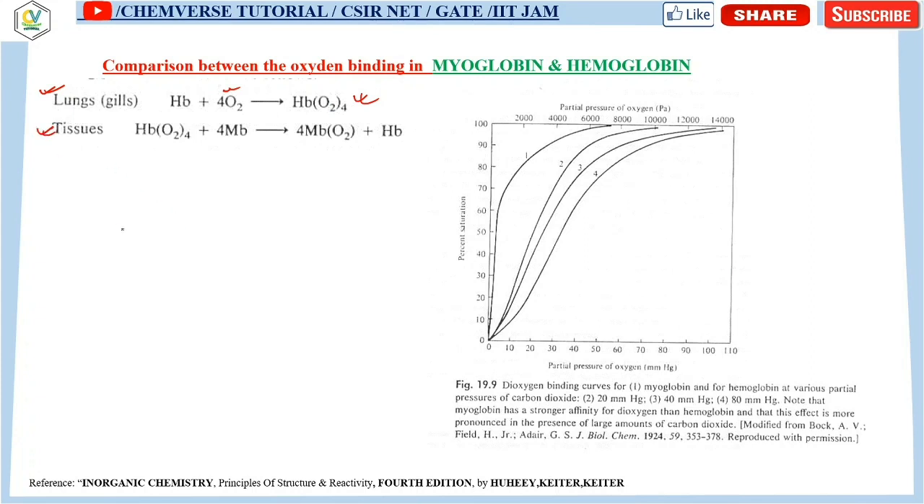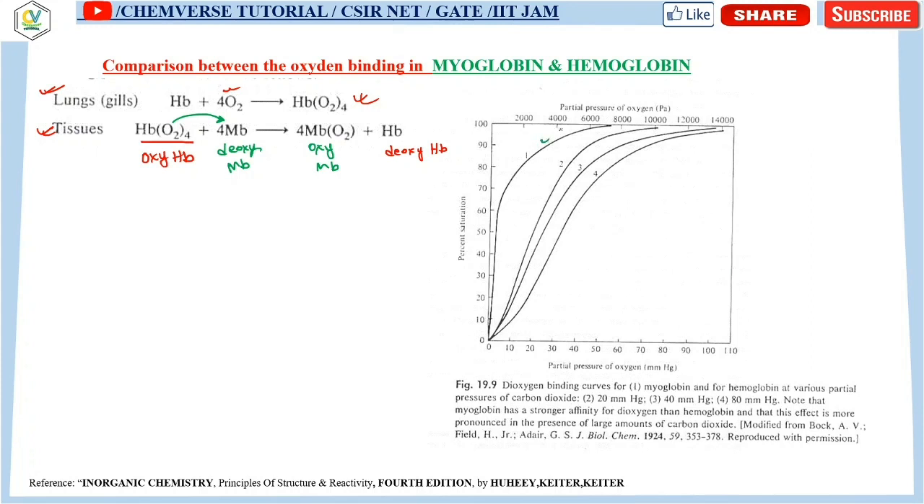Now in tissue, what you can see over here is HbO2/4, that means the oxyhemoglobin, is now transferred into the deoxyhemoglobin, and basically inside tissue there is deoxymyoglobin which is transferred into oxymyoglobin. This is happening. Now why in tissue does hemoglobin lose oxygen and myoglobin bind with it?